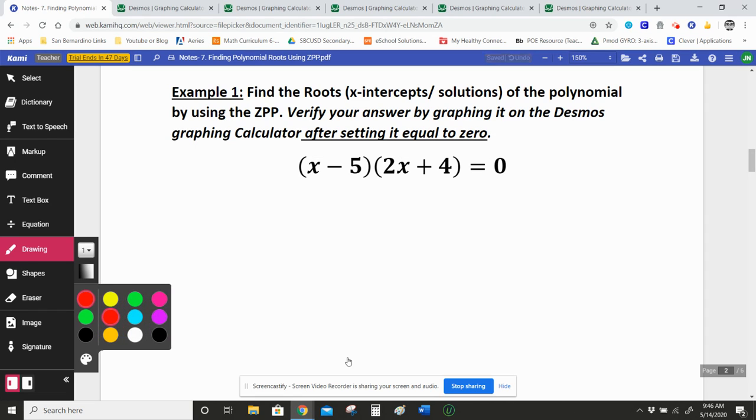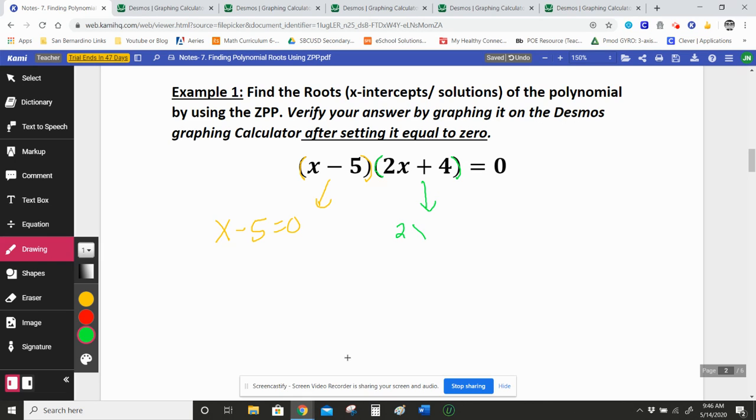Example number 1. Let's say you have two things that are multiplied together, set equal to zero. It doesn't matter what these things are. It's just two terms multiplied together set equal to zero. The zero product property says that for that to be true, either the first term is equal to zero, or the second term is equal to zero. All we have to do is solve each one of these, which are set equal to zero, and then we have our solutions or our roots.